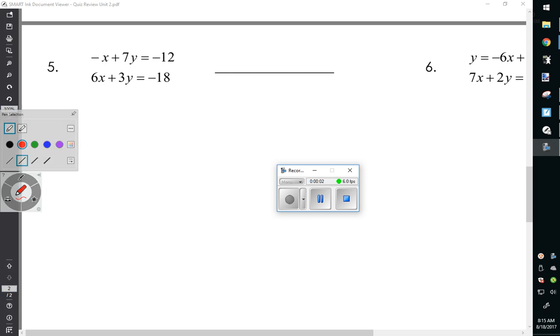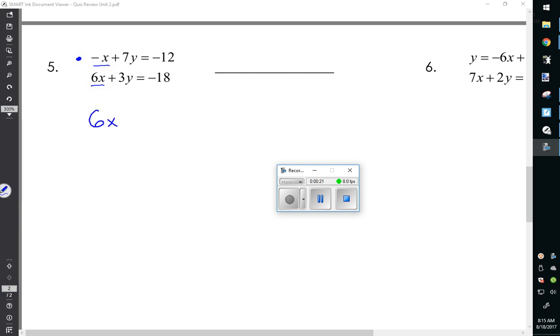So looking at number 5, we're trying to do elimination or substitution. You look at this one, you notice that everything's stacked up, so elimination is going to be your best choice. I've got a negative 1x here and a positive 6x there. So we're trying to think, could I multiply that top row by something to get me the opposite of 6?